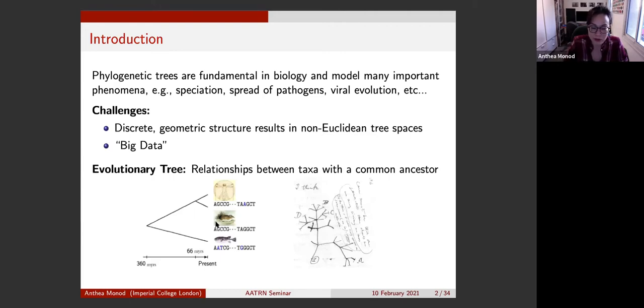Here are two figurative illustrations of a phylogenetic tree, where you have some kind of root, then an evolutionary process, then this branching, and then all these different species here. This is a picture from Darwin's notebook, where he also looks at this model of relationships with a tree-like structure. So this is a broad overview of the kind of objects I'm going to be talking about today.